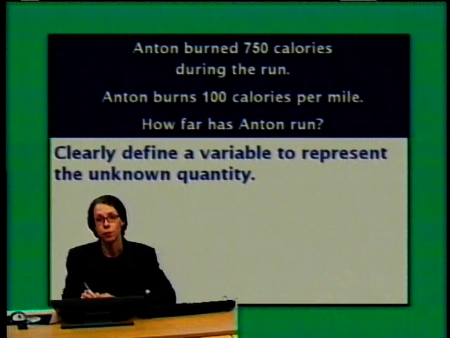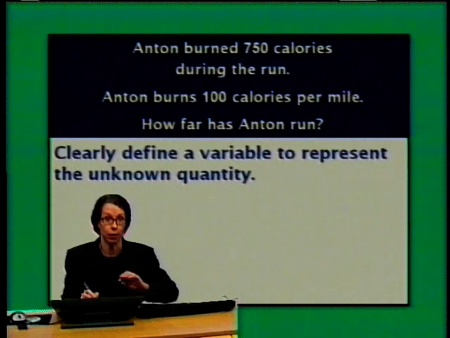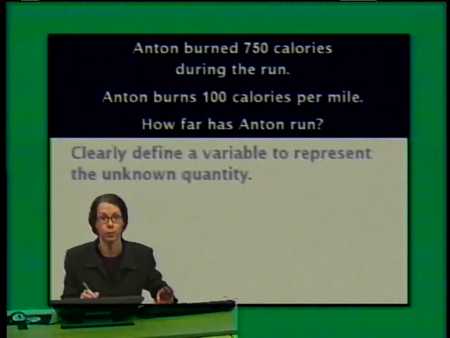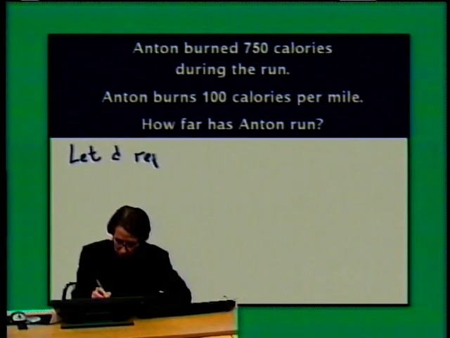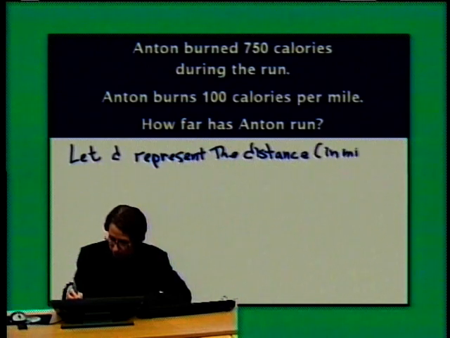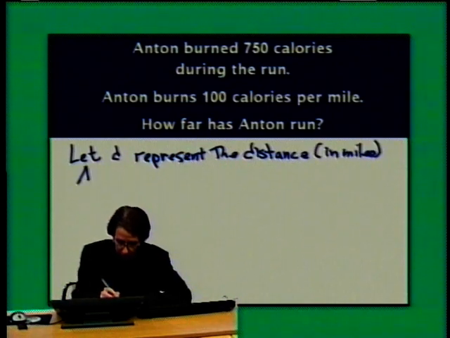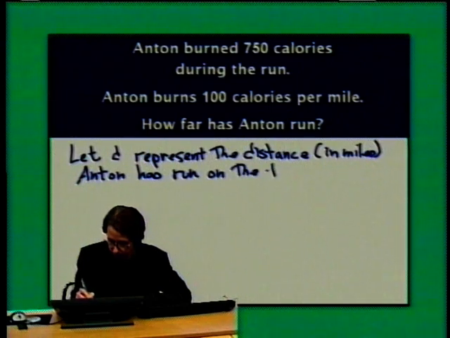So what I want to do first is to define a variable to represent the unknown quantity. The unknown in this case is the distance Anton's been running on his treadmill. So I'm going to let D represent the distance, and I'm going to note that we're measuring distance in miles. Anton has run on the treadmill. This is the unknown.